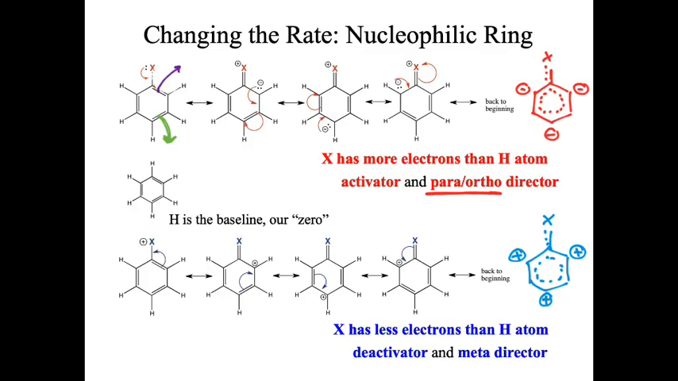Okay. Same deal. Atom X has fewer electrons than hydrogen. That one's a little bit trickier to see. But if it has fewer electrons than hydrogen, then it deactivates and it's a meta director. There are a variety of atom X's that have fewer electrons than hydrogen. I'll just draw the 2 most common ones that you'll see. Atom X is this nitrogen from a nitro.